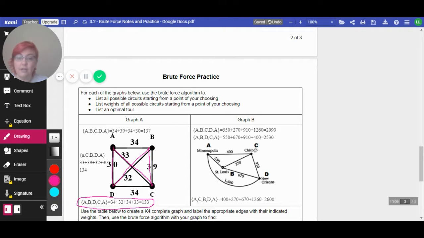So then, here I have my optimal tour. Now, you don't have to start at A. You can start wherever you want. I just did that because it was a little easier to use the pattern from before. And I'll be traveling from Minneapolis to St. Louis to New Orleans to Chicago and then back to Minneapolis, or I'll be doing it in the reverse order. All right.